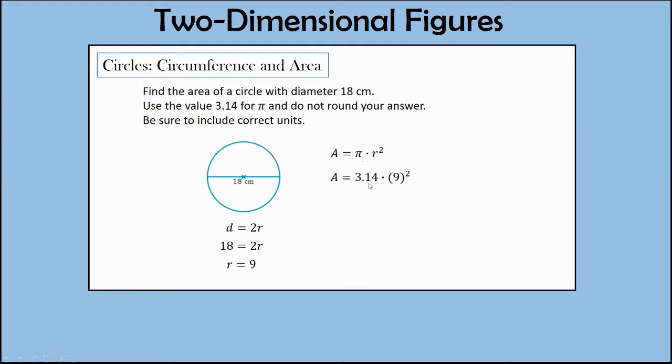Area equals pi, which is 3.14, times 9 squared. 3.14 times 81. 254.34 centimeters squared. You're finding an area, so you're finding units squared. You know, what we're really doing is taking a 1 centimeter by 1 centimeter square and seeing how many we can fit in here. 254.34 centimeters squared. Got to have the right units.